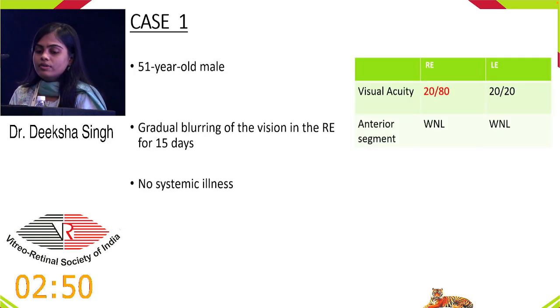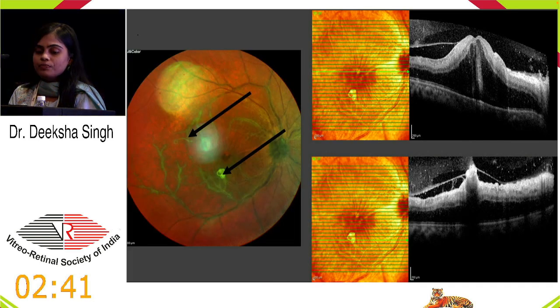In case one, a 51-year-old male presented with gradual blurring of vision in the right eye for 15 days. Visual acuity in the right eye was 20/80. Fundus examination showed blurring of the disc margin with vascular puffing, and two motile preretinal worms can be seen, one inferior and one temporal to the fovea. OCT shows vitreous cells with inner retinal hyperreflectivity, cystoid macular edema, and worms in the preretinal space.